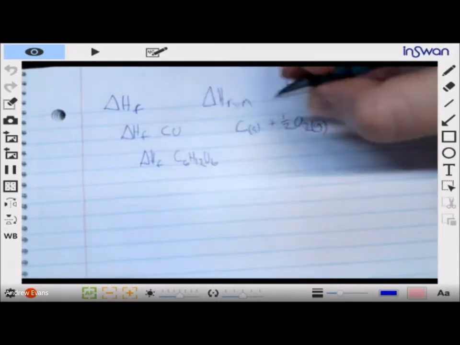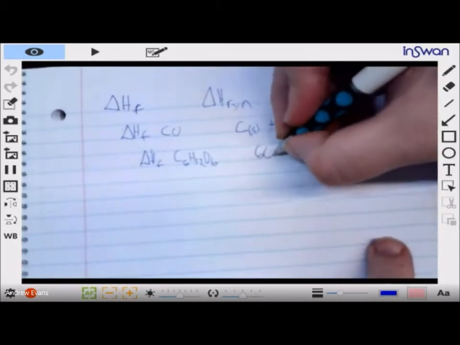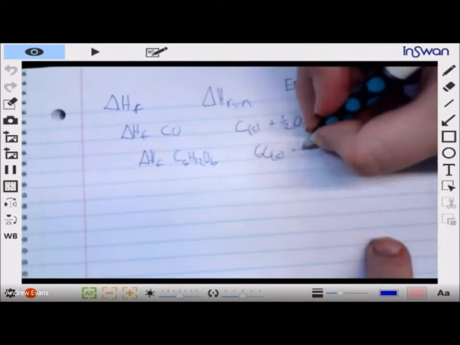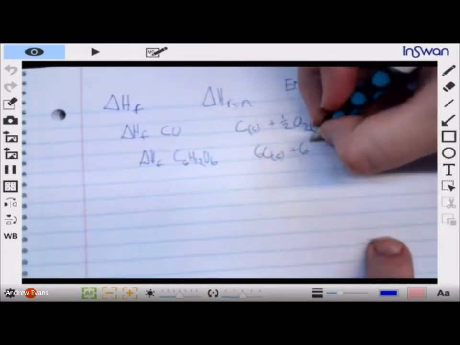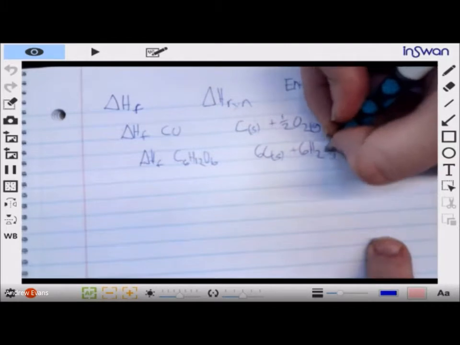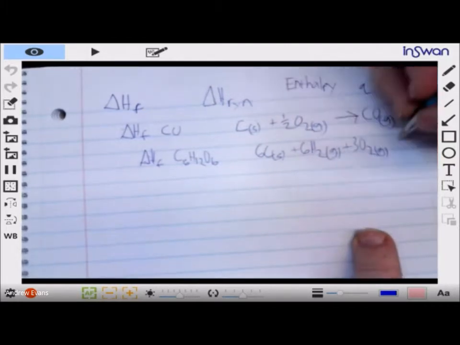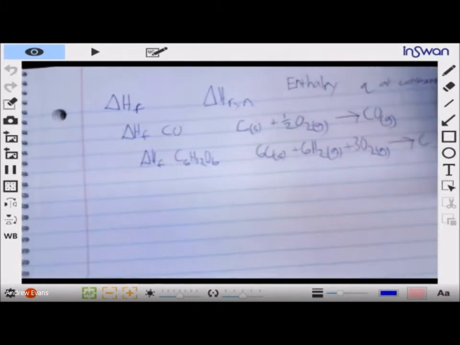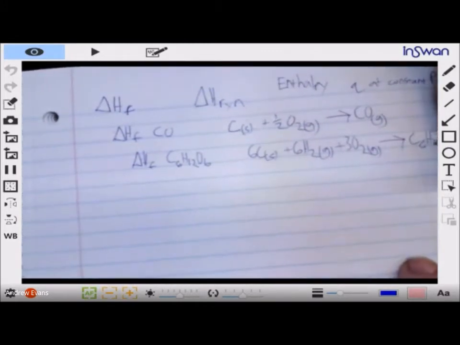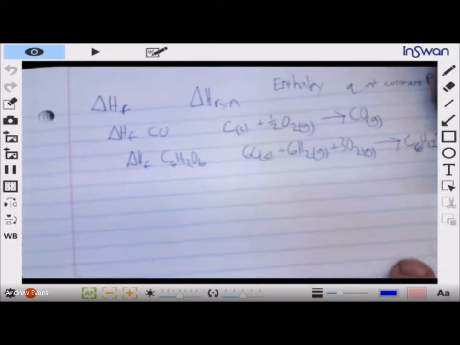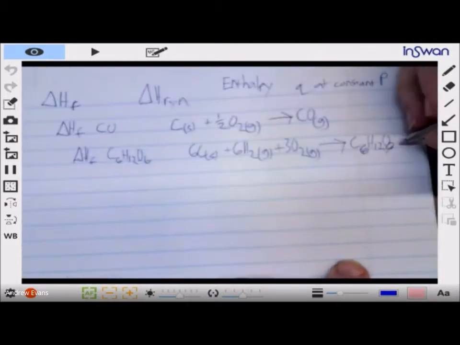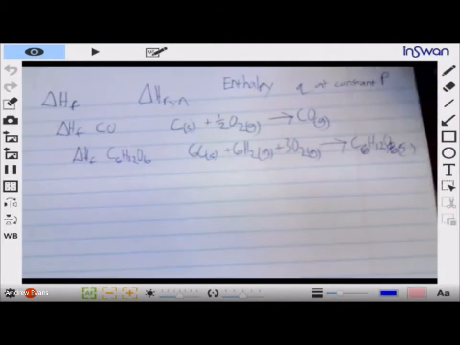If I talk about the enthalpy of formation of something more complex like sugar, C6H12O6, that would be 6 carbons, 6 hydrogens, and 3 oxygens going together to form our sugar, C6H12O6. Sorry, off the screen again. That would be the enthalpy of formation when we're looking at that.